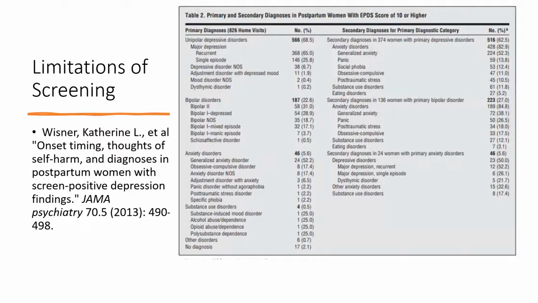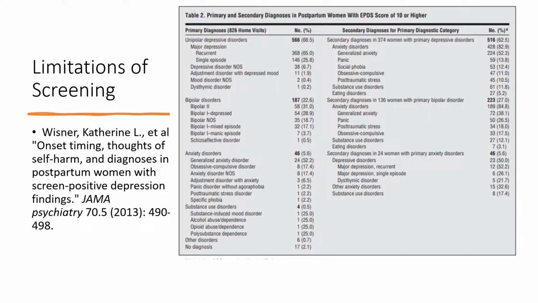We also know that screening does not equal a specific diagnosis. So this is a table from a 2013 study. This study basically took women who screened positive with the EPDS, and they followed each of those positive screens with a structured psychiatric diagnostic interview to get a definitive diagnosis at that time for each individual patient. And what they found was that of women who screened positive with the EPDS, I think it says 68% had depression, right? So that's pretty good, but there's a lot of women that were diagnosed with something else.